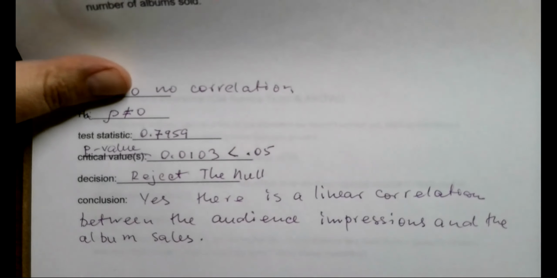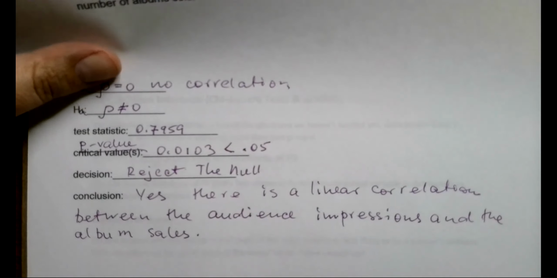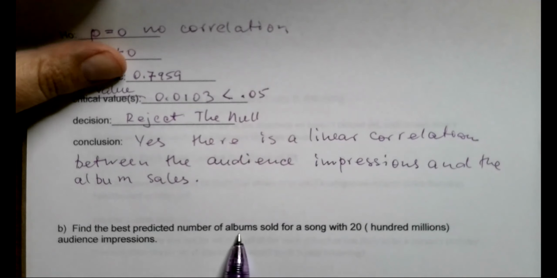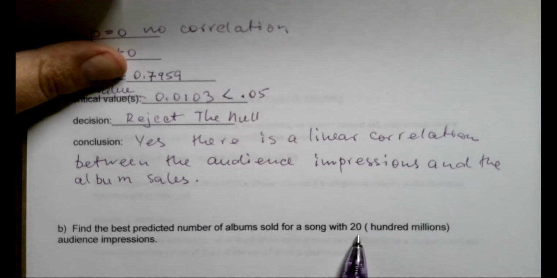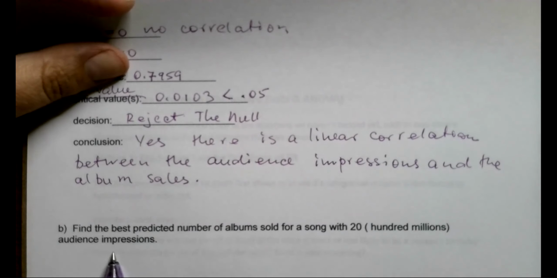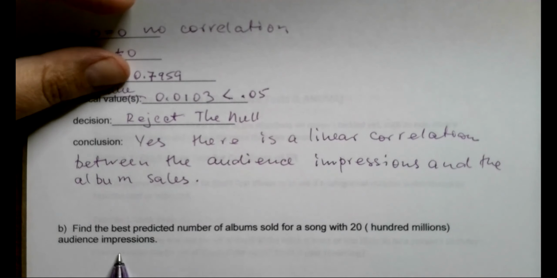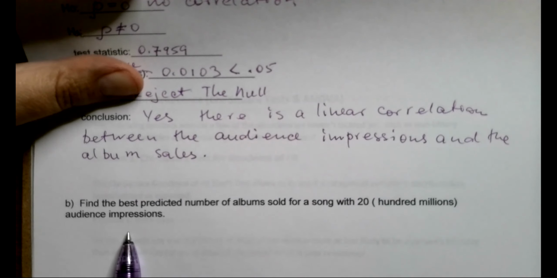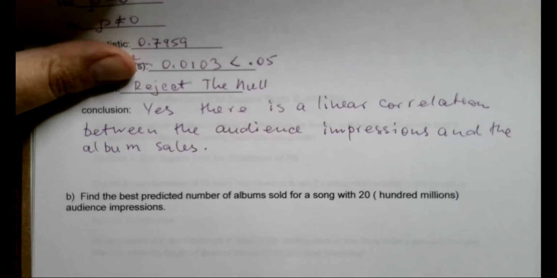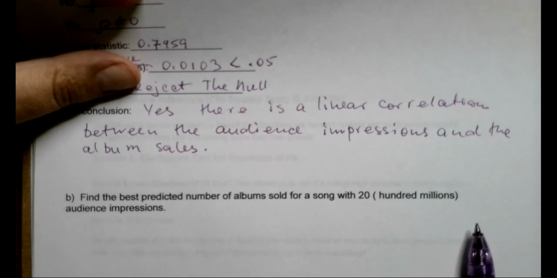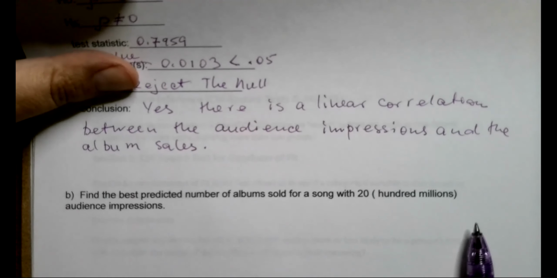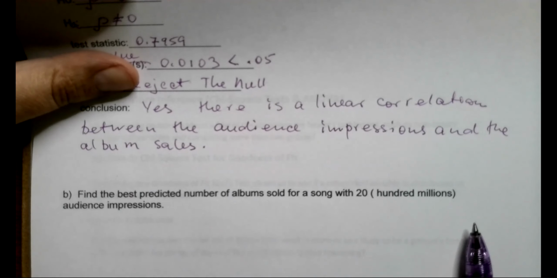All right, guys, so I guess you don't see what I wrote. Here it is. Okay, so now the next question says, find the best predicted number of albums sold for a song with 100 million audience impressions. So in order to find the predicted value, we have to actually find the line, just like we did in previous parts, way back then. Let's go through this again using StatCrunch.